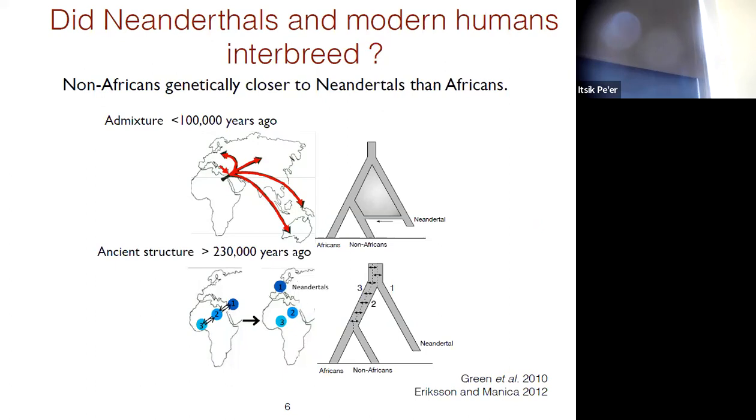On the other hand, in the admixture model, the date of last exchange must have happened after the divergence of non-Africans from Africans. So this must have happened within the last 100,000 years. So one way to differentiate these hypotheses is to try to estimate the date when Neanderthals and modern humans last interbred.